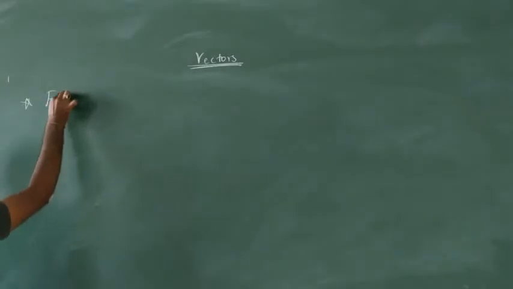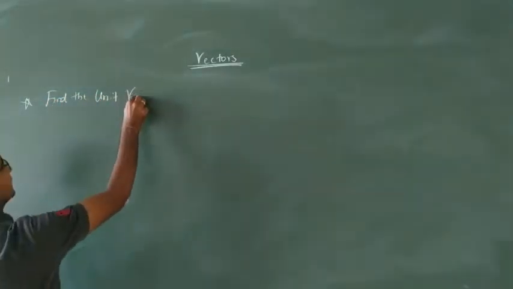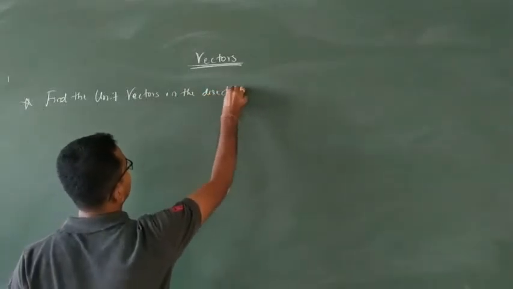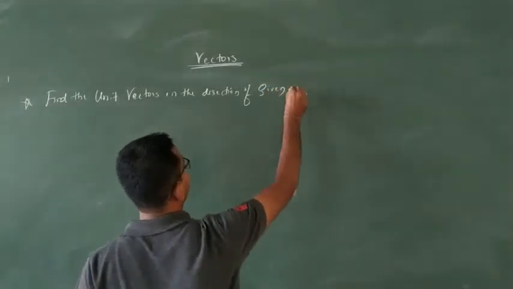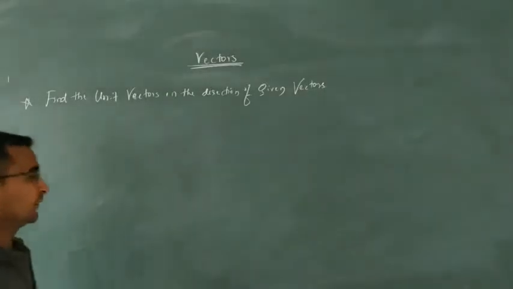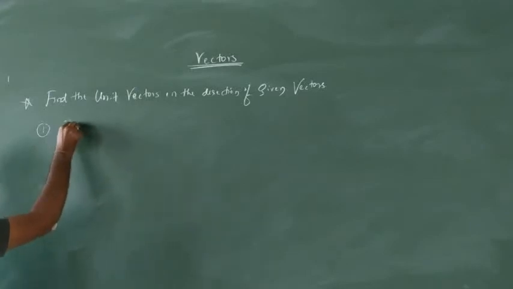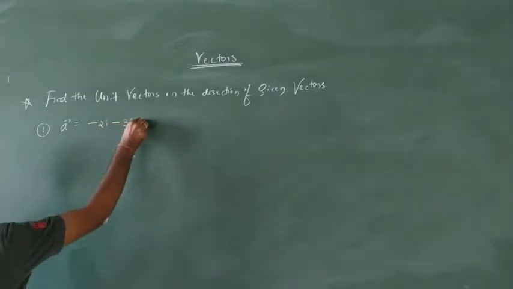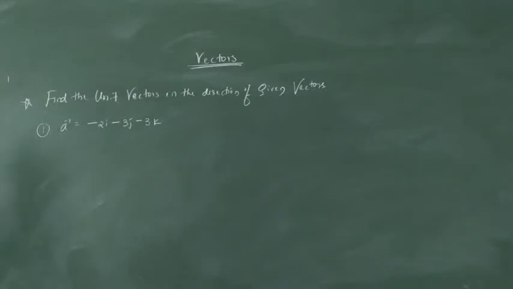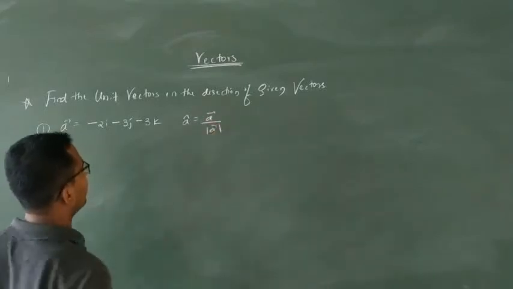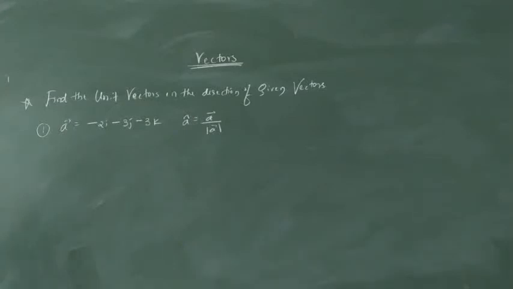Find unit vectors in the direction of given vectors. A vector already has the magnitude as well as the direction, already I told you. So when I take the first one, we have to find out the unit vector. If I take the vector A is equal to minus 2i minus 3j minus 3k, we have to find out the unit vector, that is A cap. That A cap is nothing but vector A divided by mod of vector A. Got it? Vector A divided by mod of vector A.